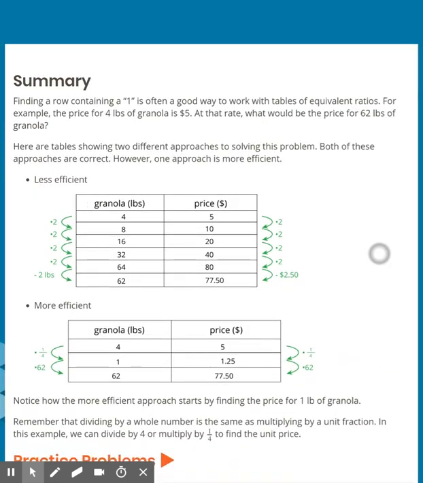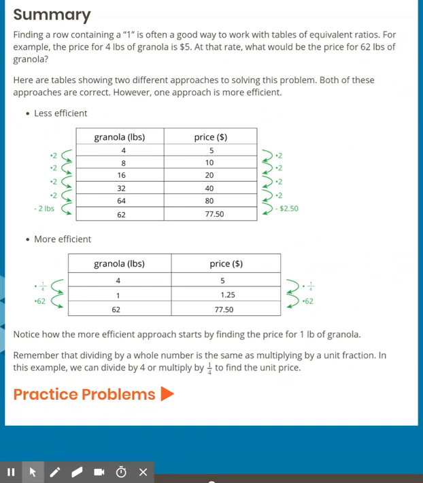And so the summary does a good job of showing the less efficient way of solving a problem, where you are using it more like a table, more like the double number line, versus when you find a unit price, and then you are being much more efficient and saving yourself some time as you work that problem.